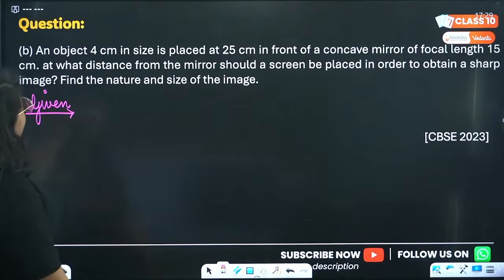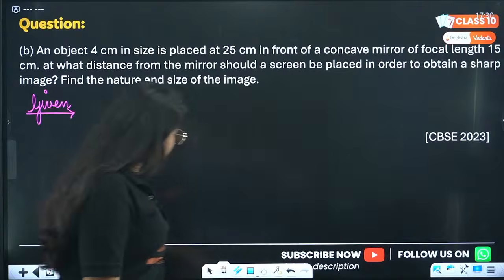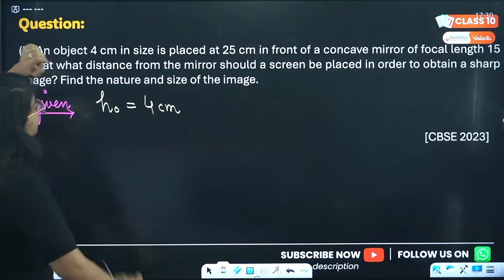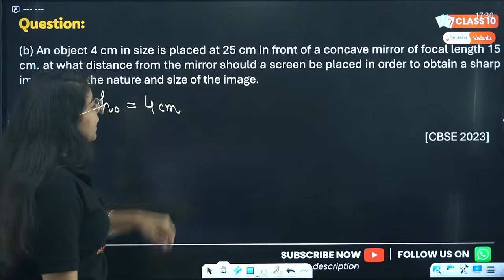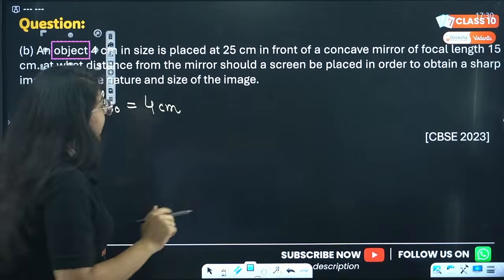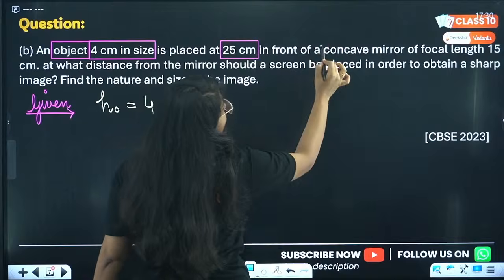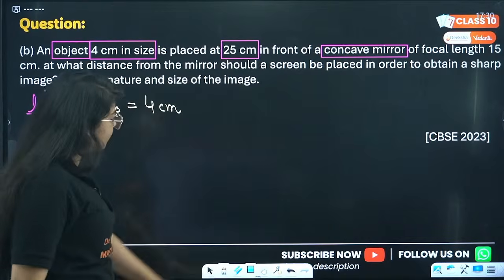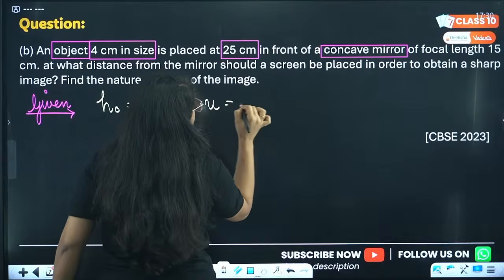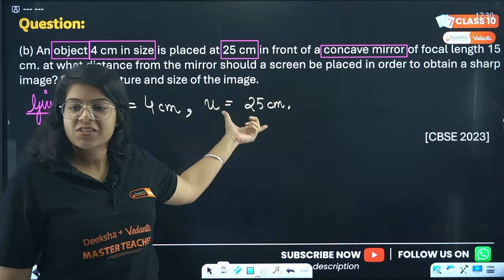Okay, what is given, beta? An object 4 centimeter in size. We are going to write as it is given. Height of object, beta, is simply 4 centimeters. Is placed at 25 centimeter in front of a concave mirror. Lots of words. First of all, the information about the object is given, right? Then the height of the object is given, and the object distance is given, and the mirror is also given. So height of object is 4 centimeter, done. Then the object is placed at 25 centimeter, right? So is this true? Object distance is 25 centimeter. Is this part true, what I have written?